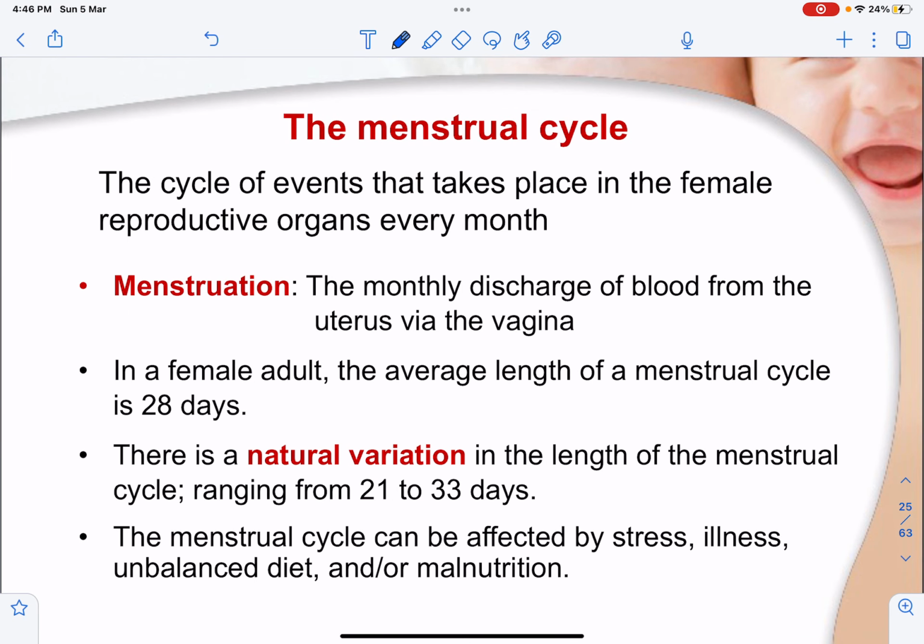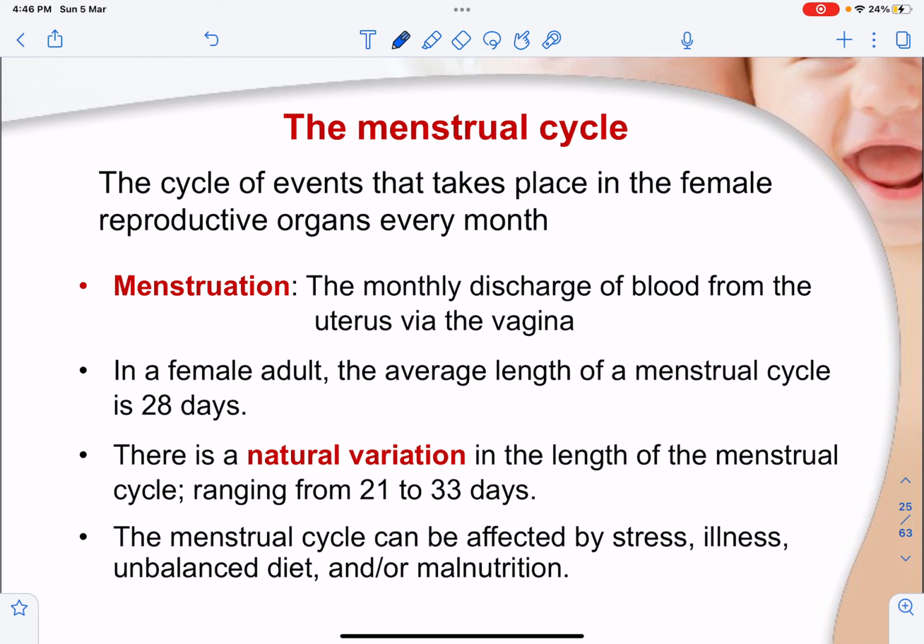So what is this menstrual cycle? It's a cycle of events that takes place in the female reproductive organs every month. But do take note, the menstrual cycle timeline varies from female to female. The reason is that there are a lot of factors that influence it, for example hormones, stress level, etc. So that's one thing to take note of. For menstruation, the monthly discharge of blood from the uterus via the vagina marks the first day of the menstrual cycle.